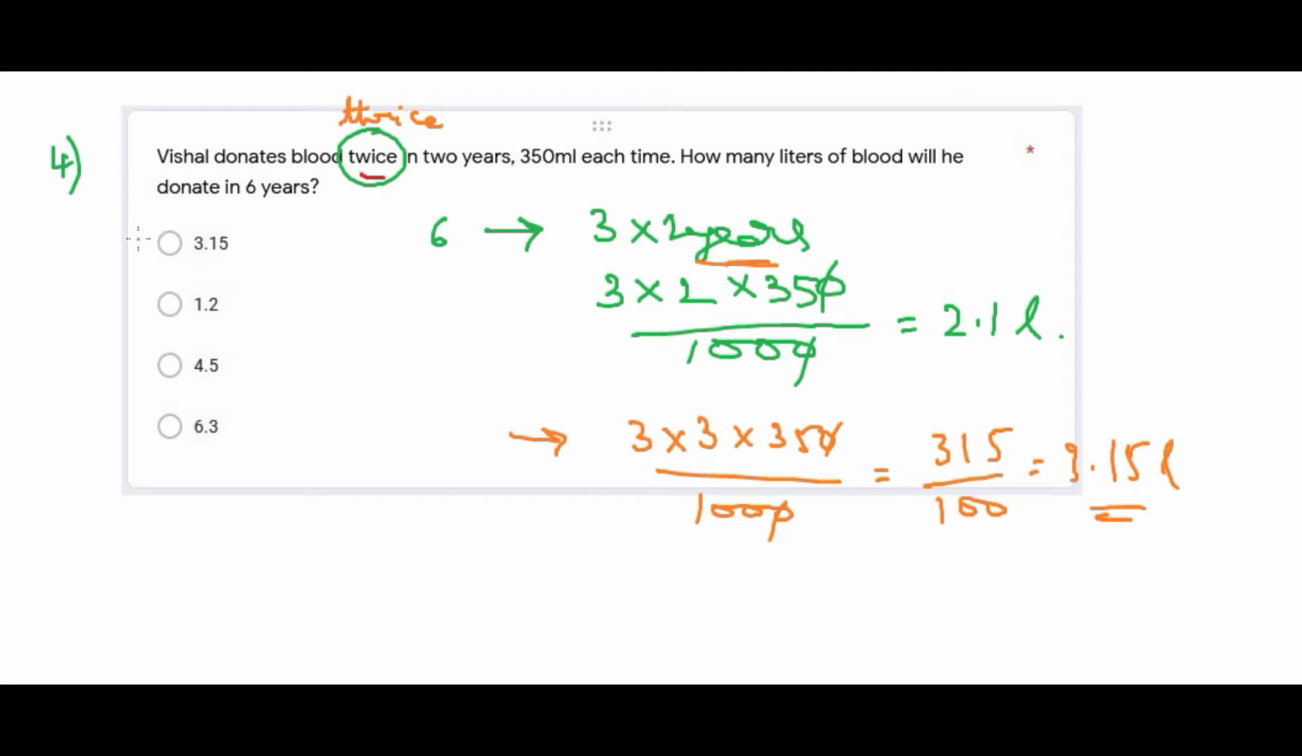So 3.15 liters is the correct answer if the question is correct, but as the question is wrong, I am extremely sorry. According to this question, the answer is 2.1 liters, but according to the question I meant to ask, the answer is 3.15 liters. Thank you so much, and let's move on to the next question.